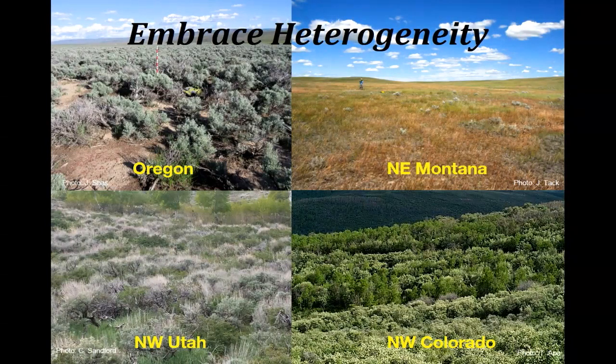So if there's anything that these four pictures have in common, I think it's that these are sagebrush-dominated native vegetation without a whole lot of anthropogenic fragmentation. But there isn't a single set of one-size-fits-all vegetation management guidelines that are going to work for all of these places.